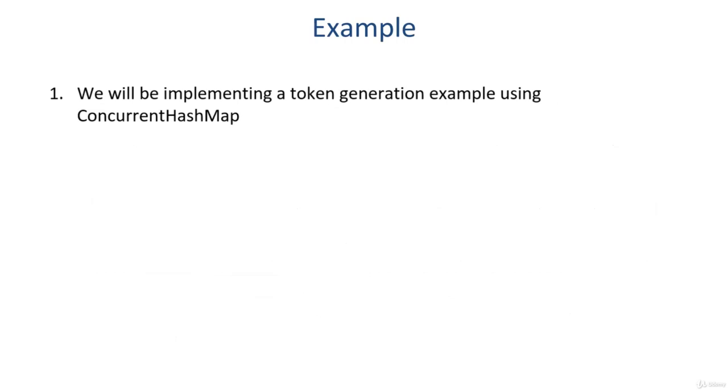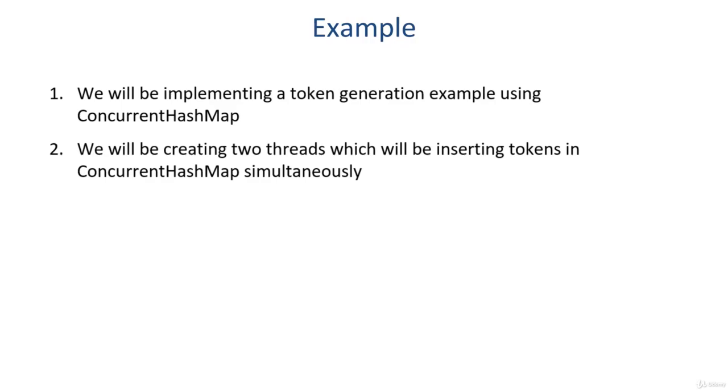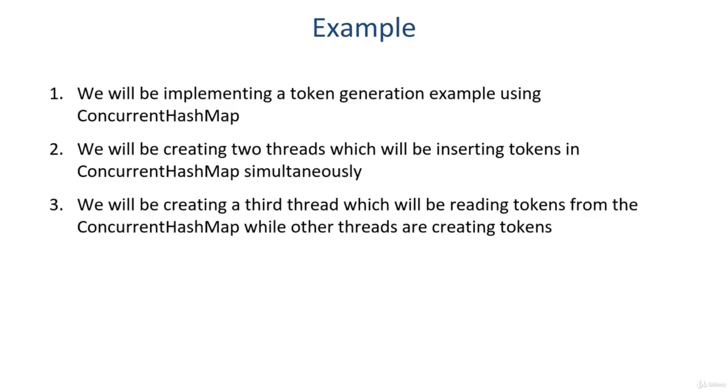For an example, we'll be implementing a token generation example using ConcurrentHashMap. We'll be creating two threads which will be inserting tokens in the ConcurrentHashMap simultaneously. We'll be creating a third thread which will be reading tokens from the ConcurrentHashMap while the other threads are creating tokens.